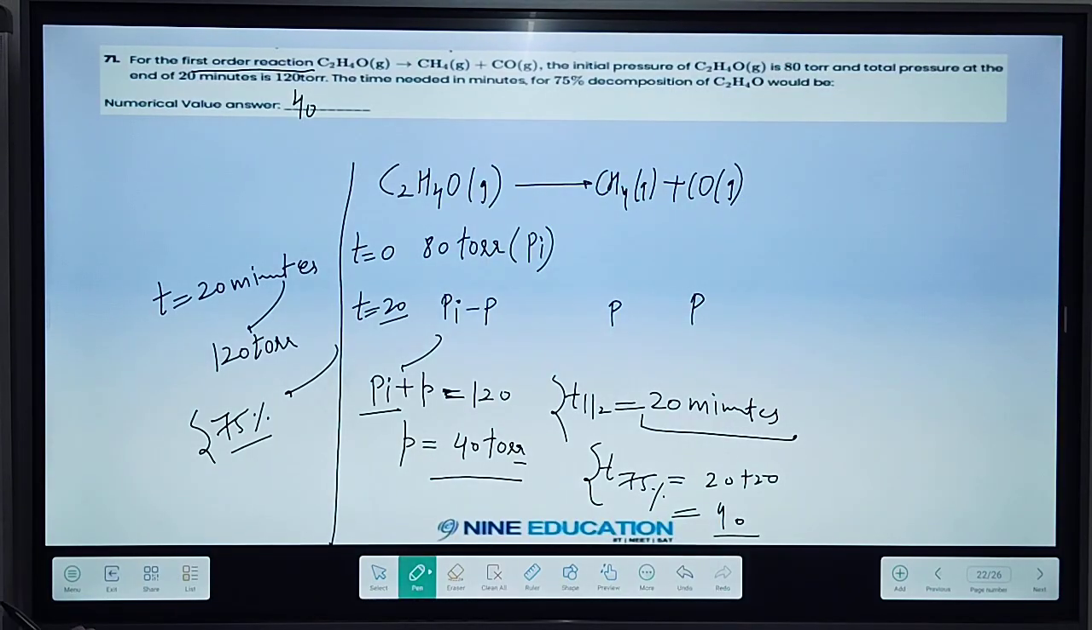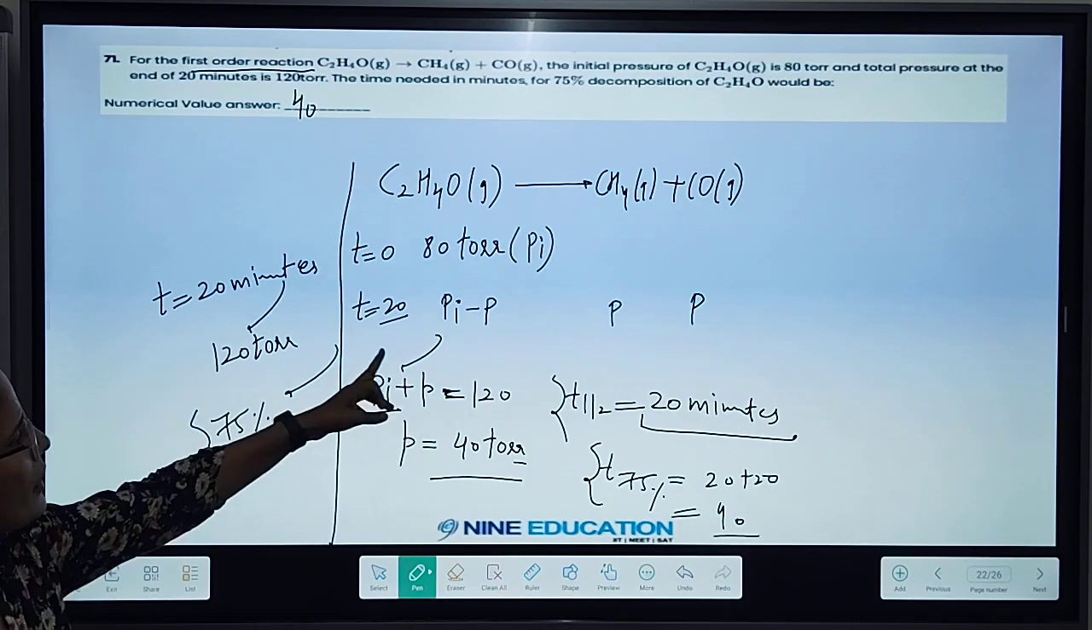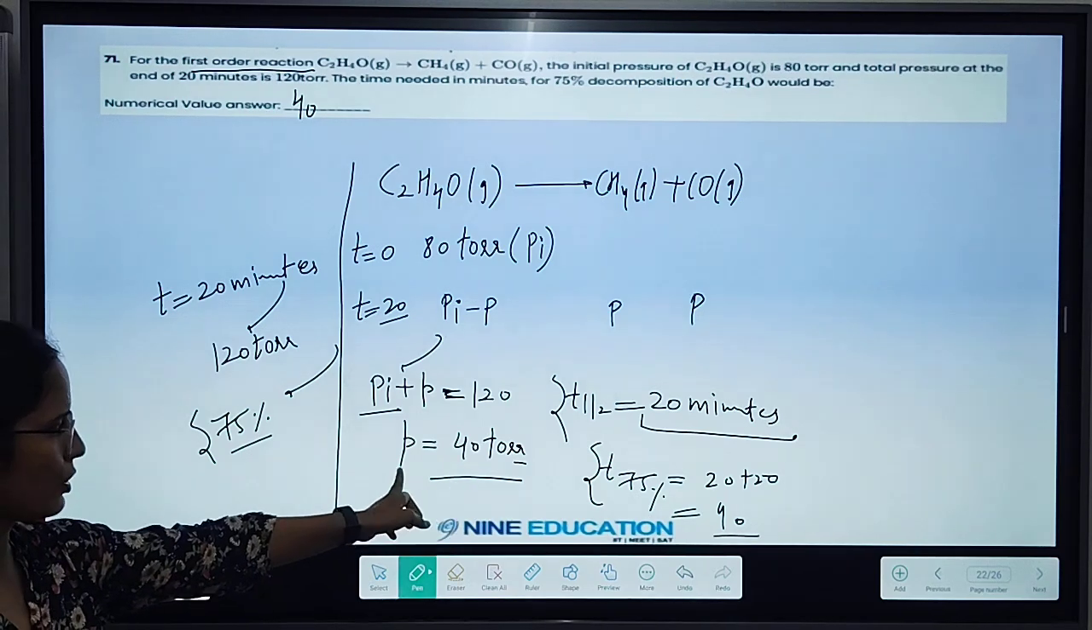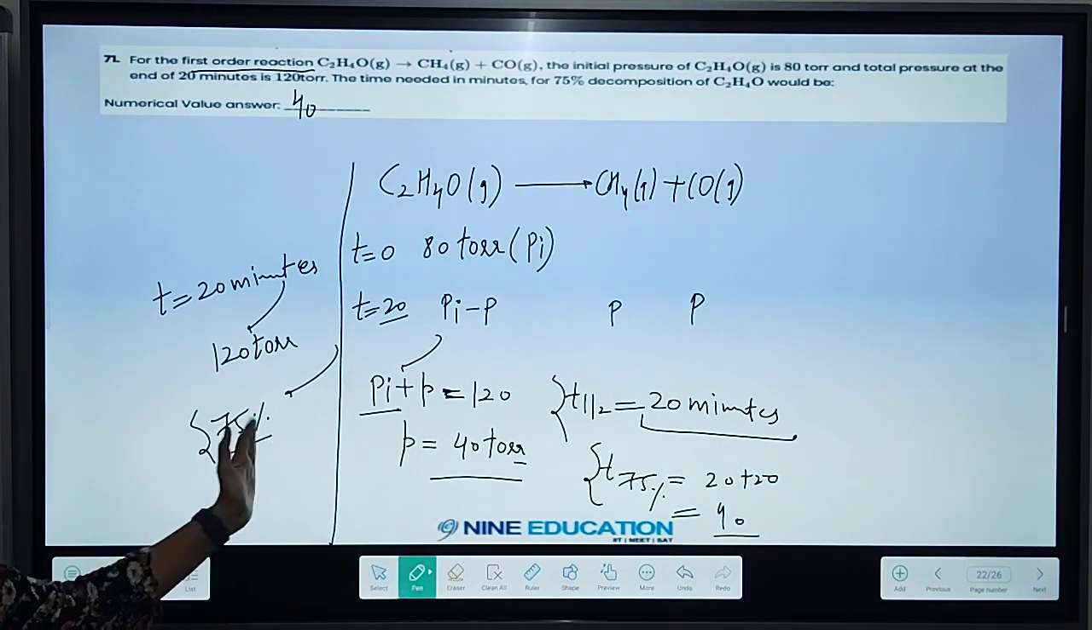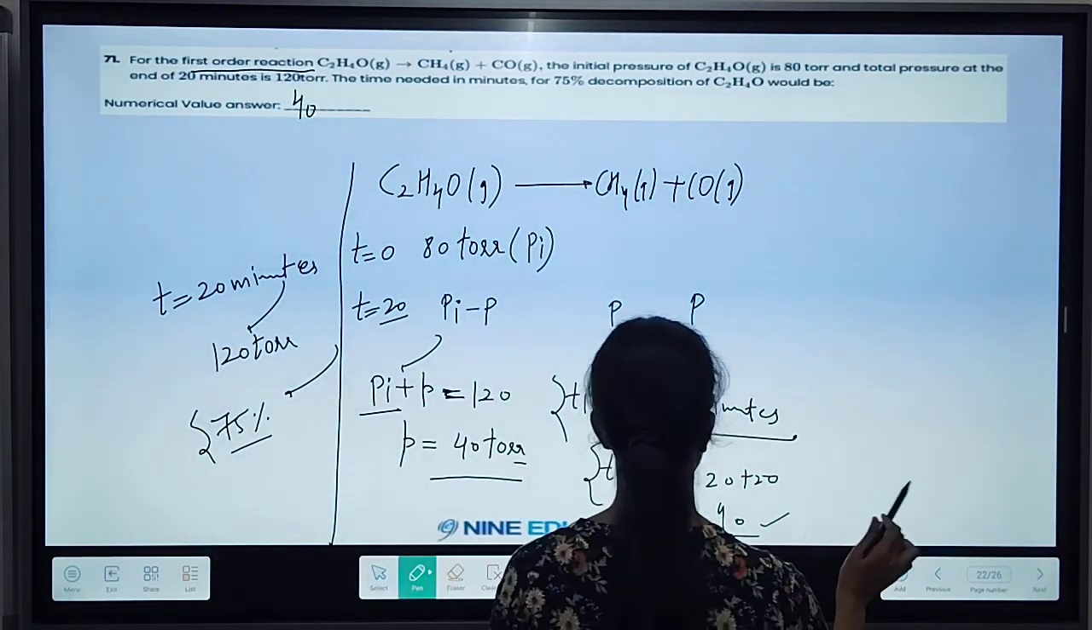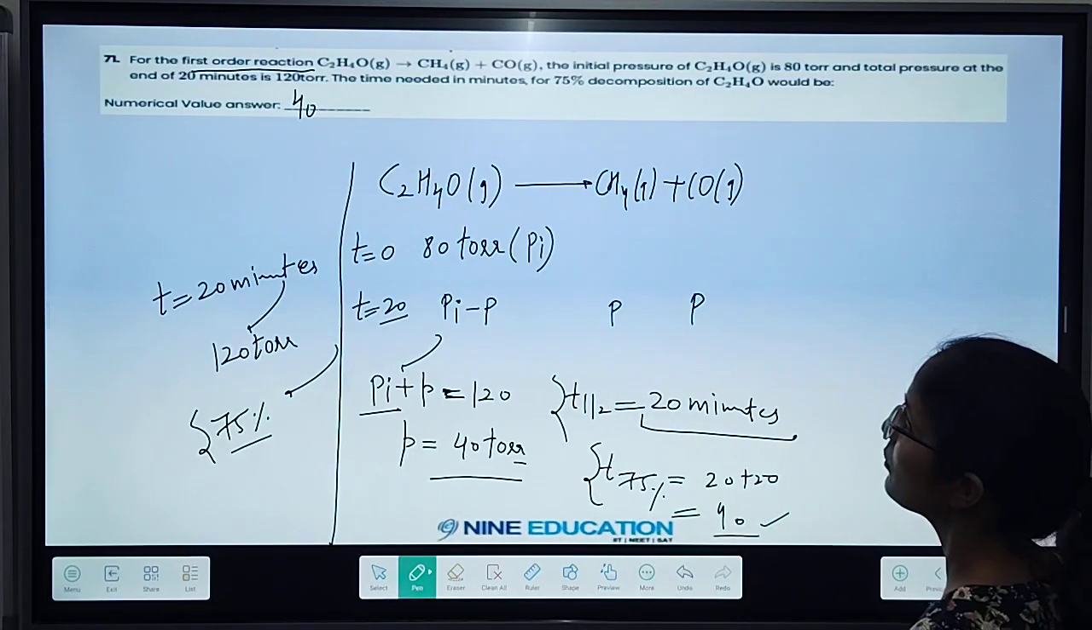So when a student is trying to solve this question, first of all see the reaction which is given. It is a first order reaction, and they give some data, initial pressure and total pressure. When I just read the question, first of all I try to understand what I can do with this data, okay. So I simply write down Pi minus P, understanding the reduction in pressure, which is 40 torr, meaning it is a half-life. With the half-life I can find t75%, the time at which 75% decomposition will occur. It will simply be 40 minutes.